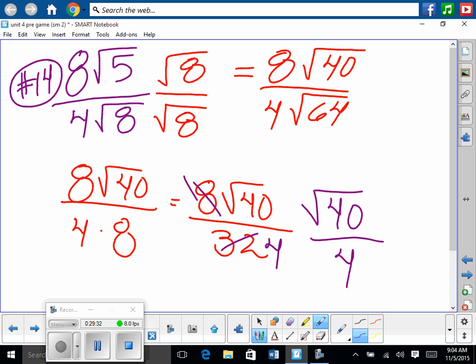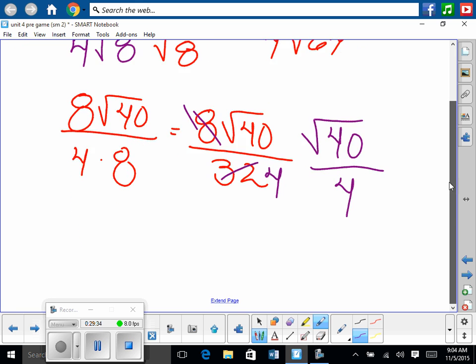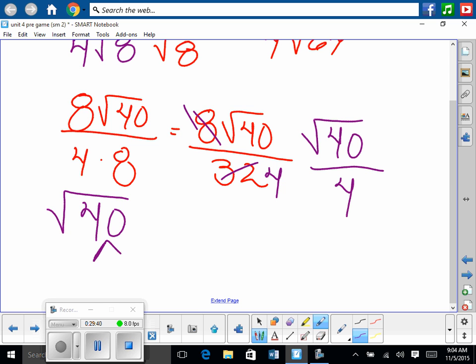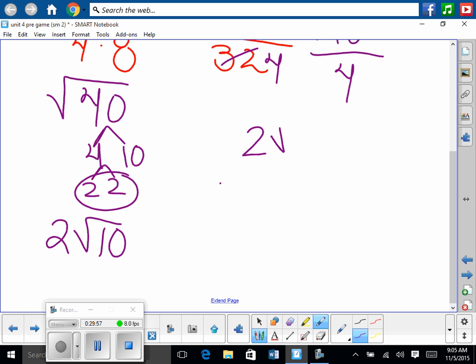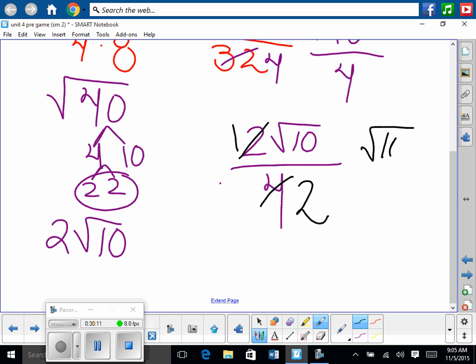Now here's why. You have to ask yourself every time when you get to the end, does my radical break down further? Yes, the square root of 40, I'm going to go off to the side and just break it down. 4 times 10, 4 breaks down into 2 times 2. So we pull off roots of 2. So we have 2 square roots of 10. Is everybody following me? So on top, we have 2 square roots of 10, and on bottom we have a 4. Now again, does it simplify on the outside? That becomes a 1, that becomes a 2. So our final answer would be the square root of 10 over 2.